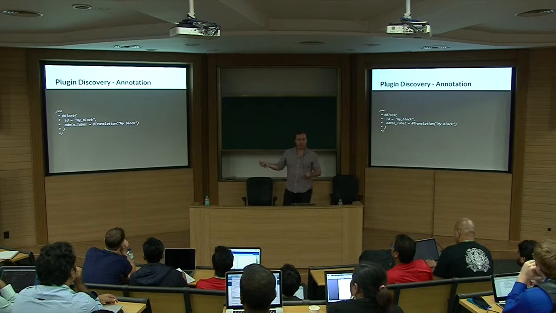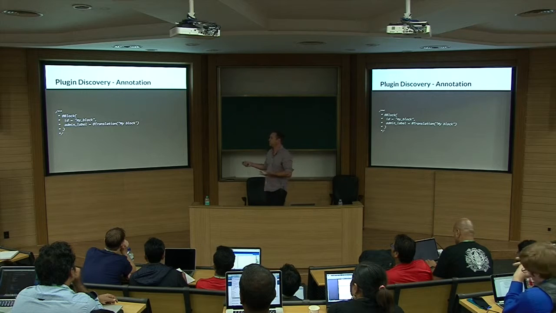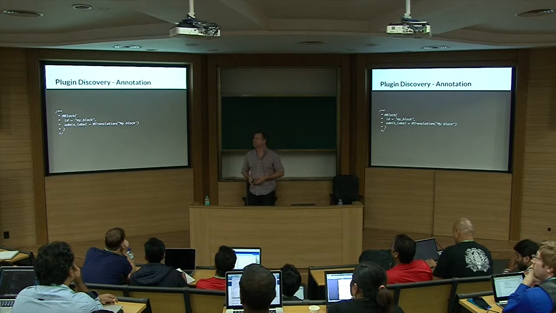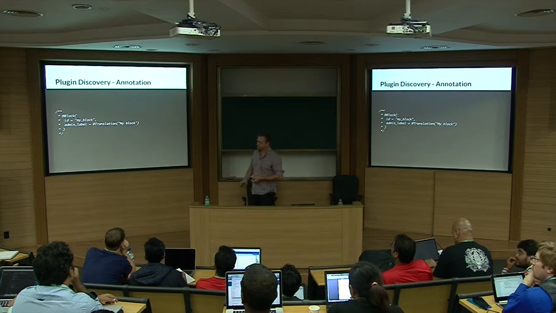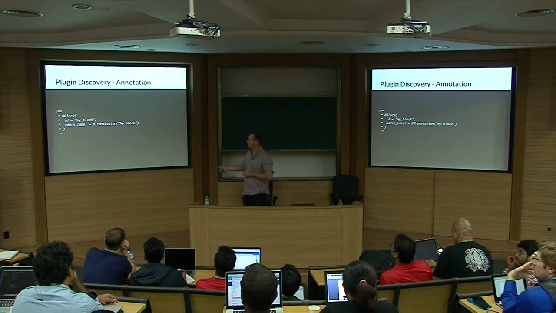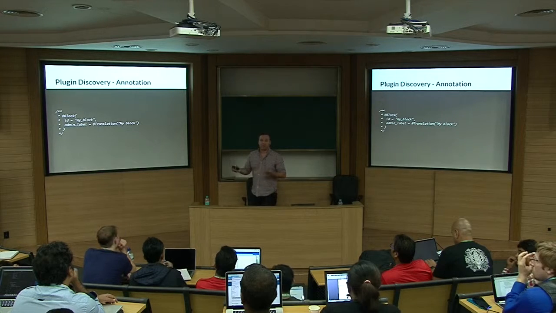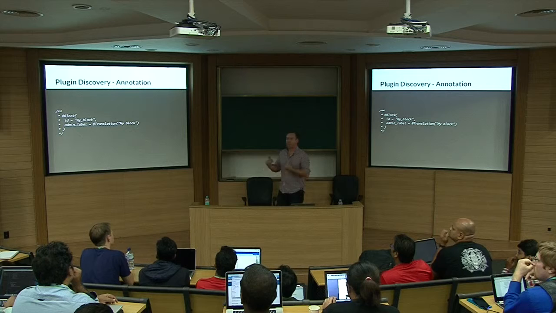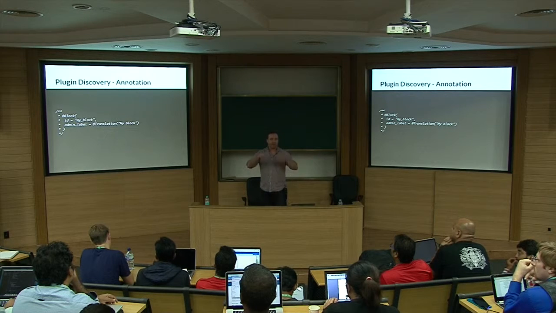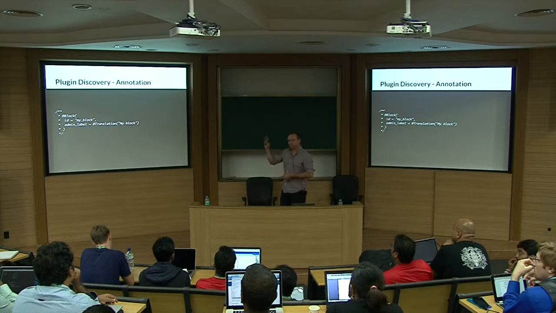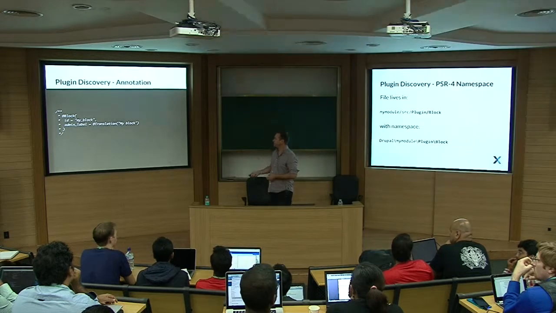So this is what an annotation looks like. It's very simple for blocks. Essentially, it's a comment that sits above your class declaration. In the case of blocks, you can see here, we've got a special annotation called block, and then it's just a bunch of properties that define the metadata for this plugin. In this case, we only need a unique ID for the plugin, and then the label that we want it to appear in the admin screen when we're viewing all the blocks that are available.